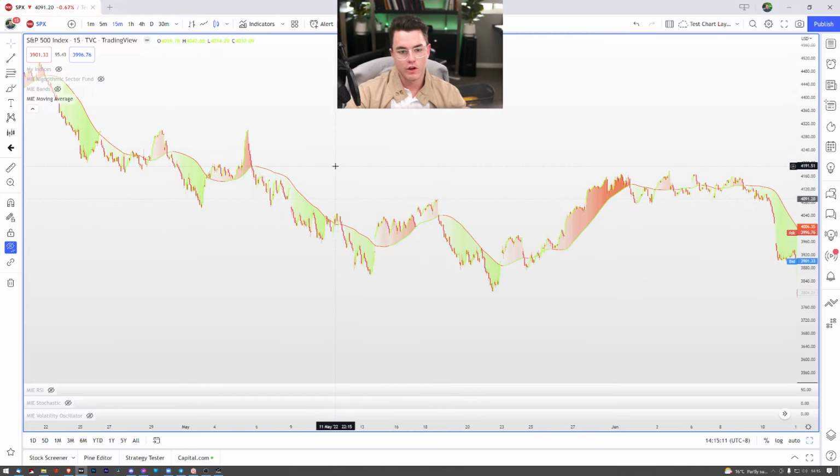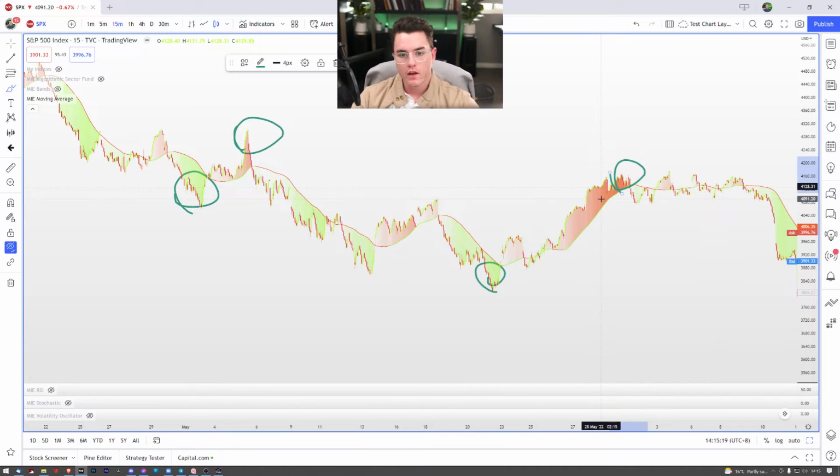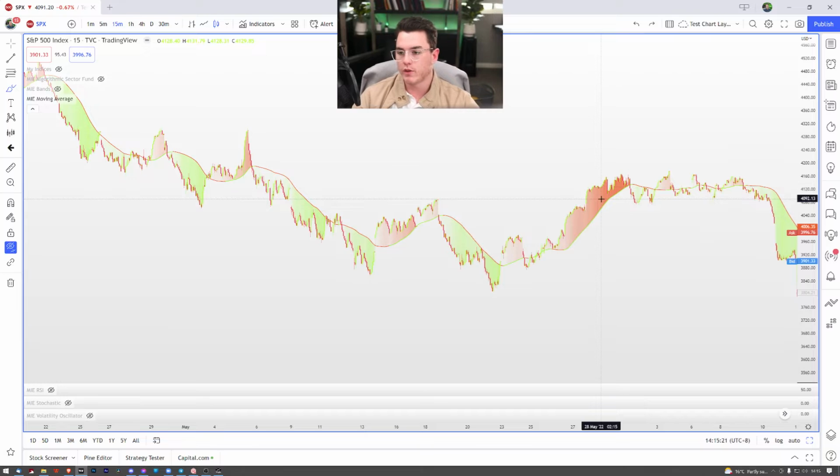But I'm sure, even a blind man could see that we also have these green and red areas appearing on the chart. Now, what are they? So, to fix that problem of a moving average being way too slow that you can't act on these signals, you now get possible reversal signals.